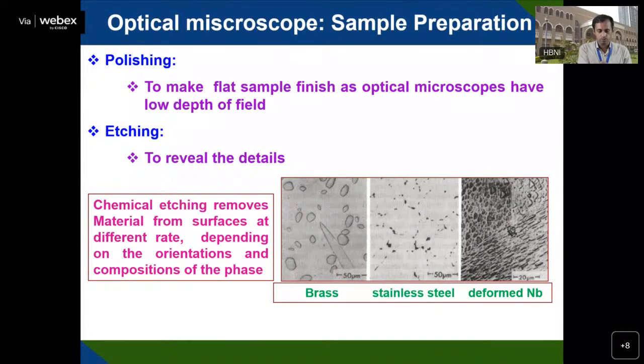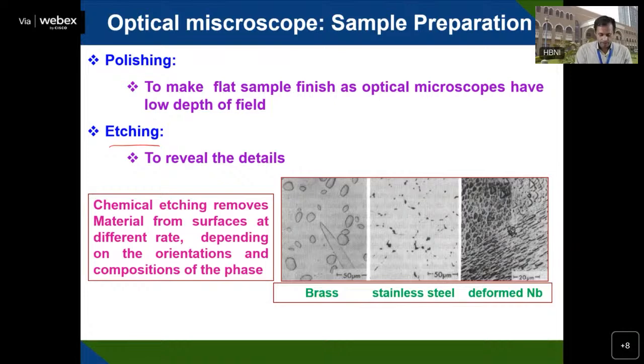So in the optical microscope, sample preparation is quite easy in comparison to the electron microscope, where sample preparation is tedious, but here it is quite easy. It's simple. You make a flat sample, and you can optically finish it. You have to clean it properly, or polish it using different carbon papers to make a polished sample, and you can see the structure. If you have some dents, those can be removed by etching to reveal the detailed structure.